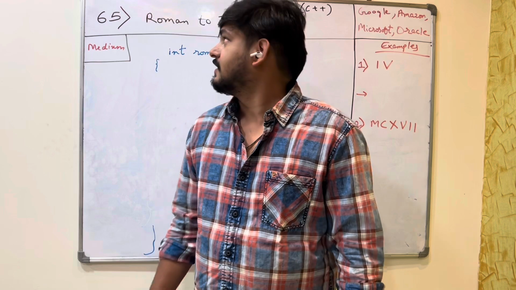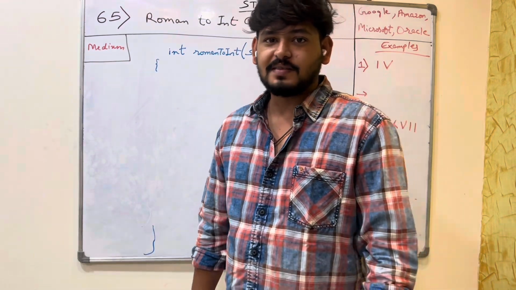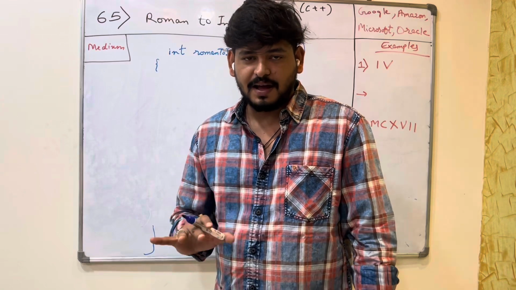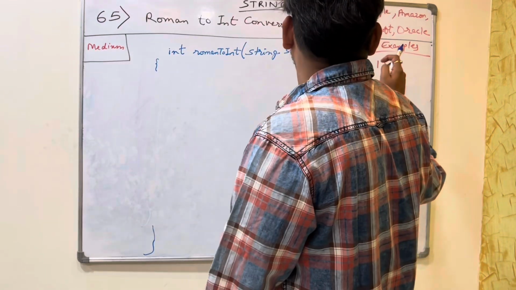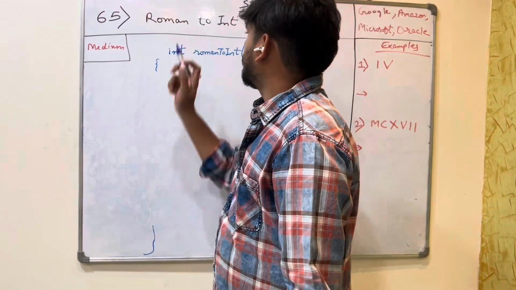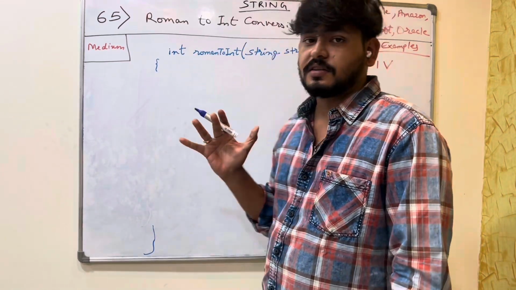Today we are going to solve the 65th question of the problem solving series and the third question of string. The difficulty level for this question is medium and this question has been asked in Google, Amazon, Microsoft, Oracle and many other companies. So convert a Roman numeral to an integer.